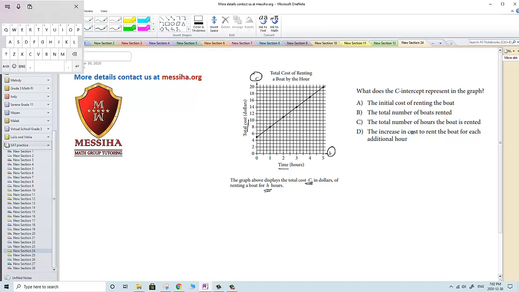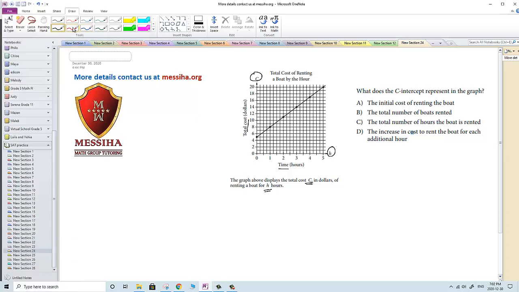So the C-intercept means what? The C-intercept means this point. When the graph cuts the axis of the C, we call this the C-intercept. So here, this one, it's 5. So how do we call it? There are 4 choices. Initial cost of renting the boat, the total number of boats rented, the total number of hours the boat is rented, the increasing cost to rent the boat for each additional hour.